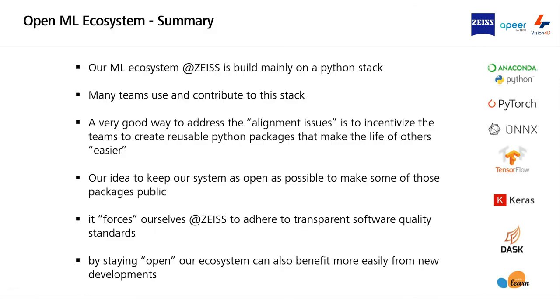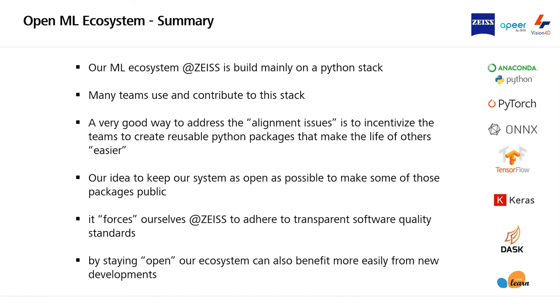To conclude, here's a short summary with the key messages. Our ML ecosystem at Zeiss is mainly built on a Python stack. Many teams use and contribute to this stack. A very nice way to address the alignment issue is to incentivize the development teams to create reusable Python packages that make the life of the other teams easier.